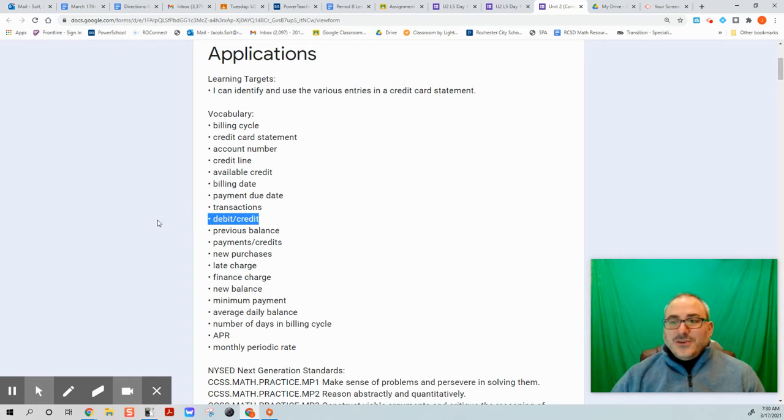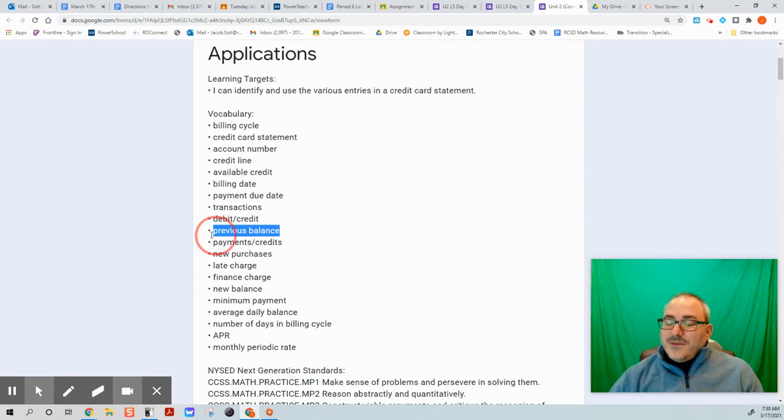Debit, credit. So debits are the debts that are added to how much you owe, whereas credits are payments that relieve how much you owe. We'll talk about that too.